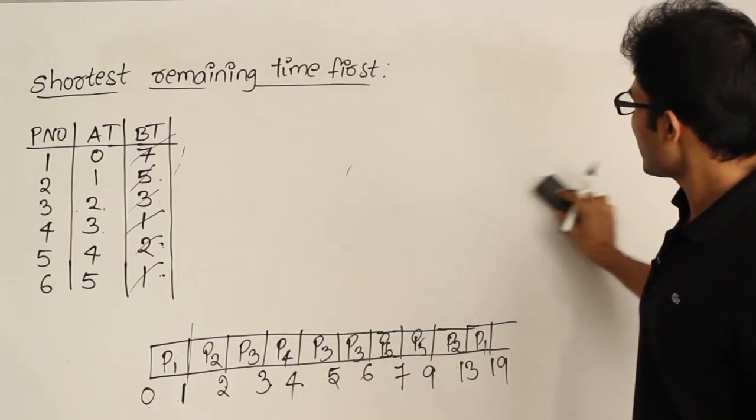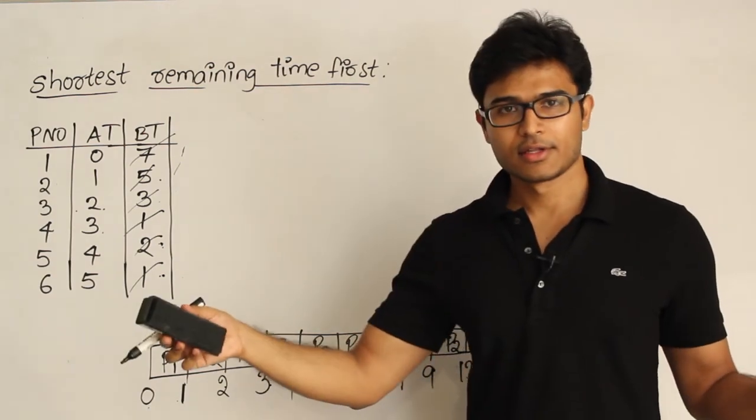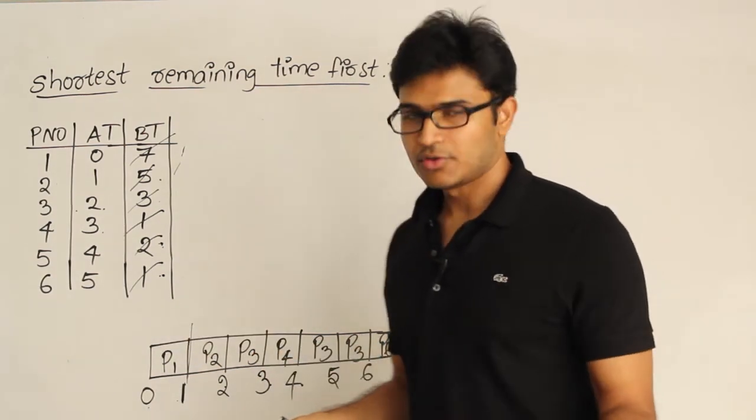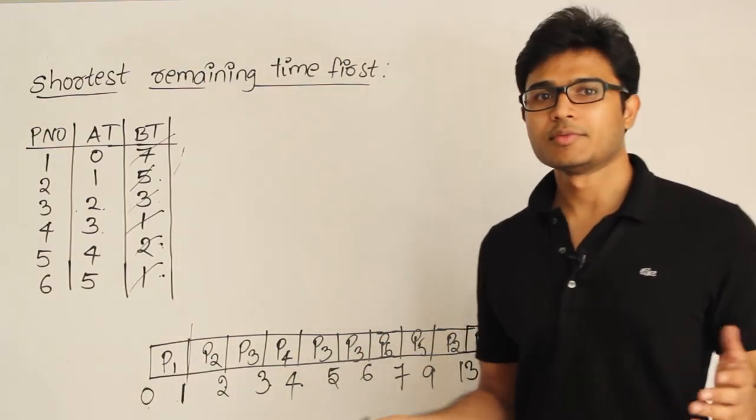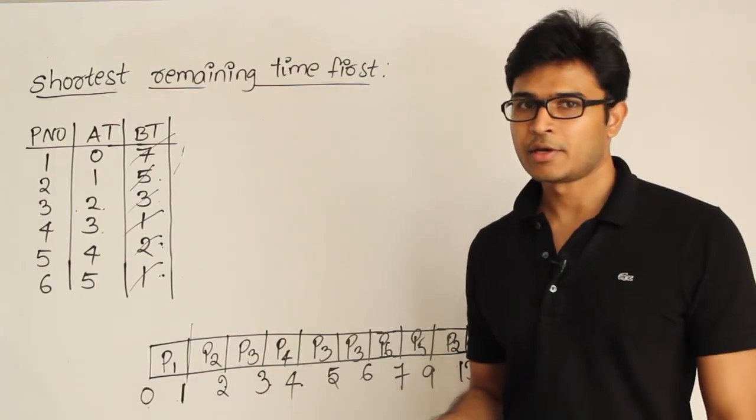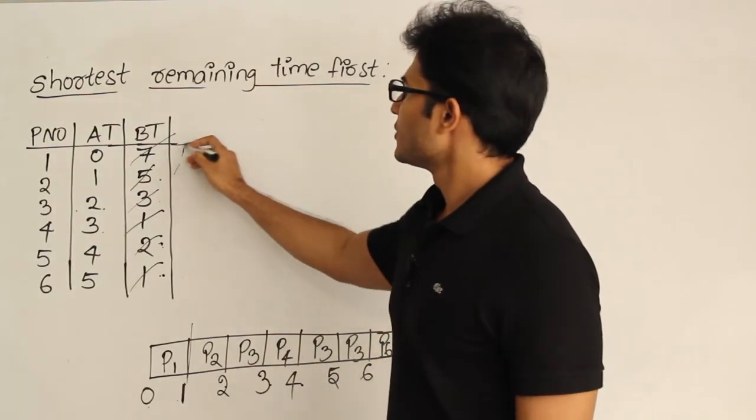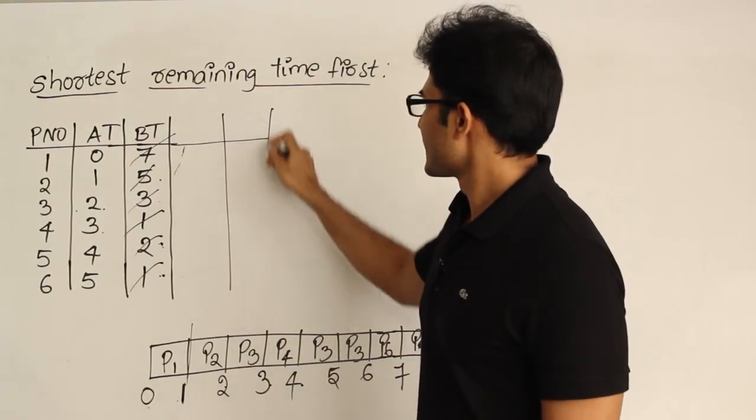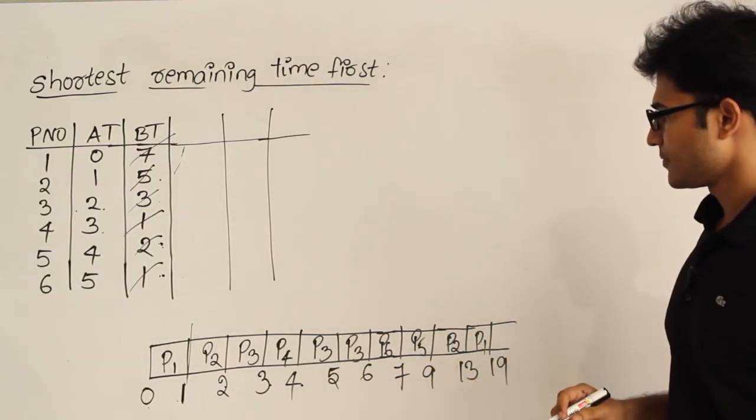And now this will not have the convoy effect, because even if a process is very big, even though it has been scheduled, after some time the shorter process will take care of it, which means the shorter process will get into the execution, right? So it is not going to have any convoy effect. Starvation is not there.